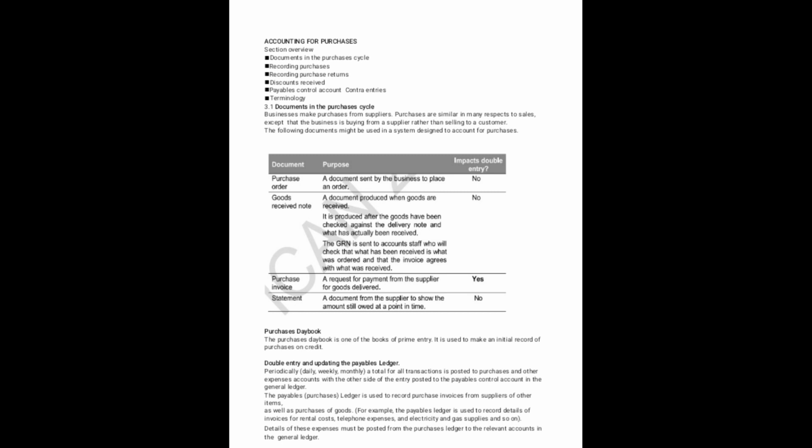So the general ledger also keeps records of expense accounts, sales accounts and purchases accounts. The discount received account and discount allowed account are all kept in the general ledger. To facilitate this, a day book must have analysis columns which show the different types of expenses. Details of each individual invoice are also posted to the accounts of the individual supplier in the purchases ledger.